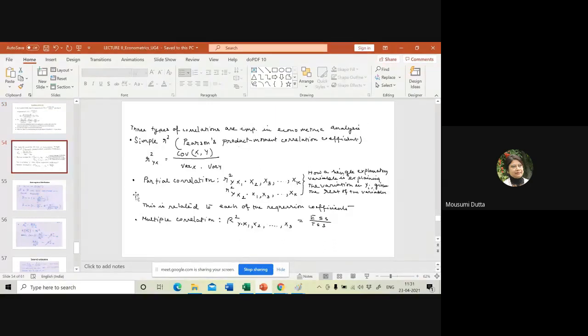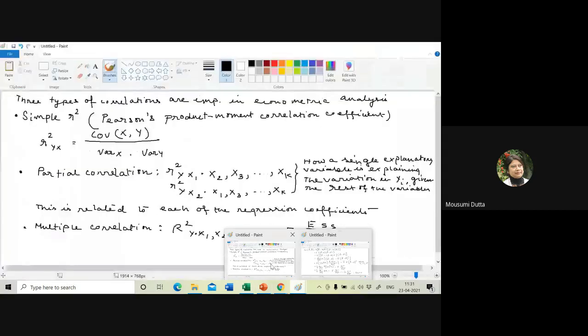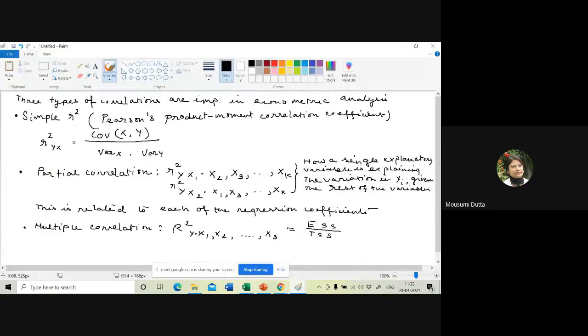Today, I'll add some notes on this R square. I'll start with some notes on different types of R square, which may appear in the context of regression analysis. In the context of regression analysis, you will find that three types of correlation are very important. They will emerge in different contexts of our regression analysis.